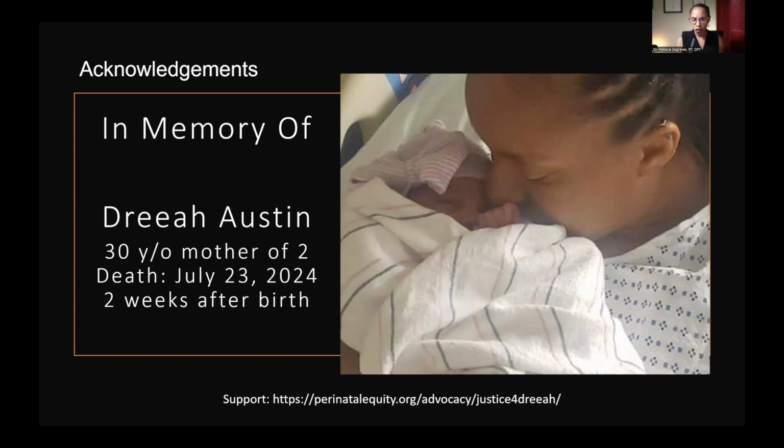But she sent me Drea Austin's story, and this was a 30-year-old mother of two. Her death was July 23rd, 2024, and this was 2 weeks after her birth, where she died of a pulmonary embolism that unfortunately traveled to her heart very quickly and stopped activity to her brain and the rest. In a very short amount of time, within 24 hours, she was declared brain dead by the time she arrived to the hospital.